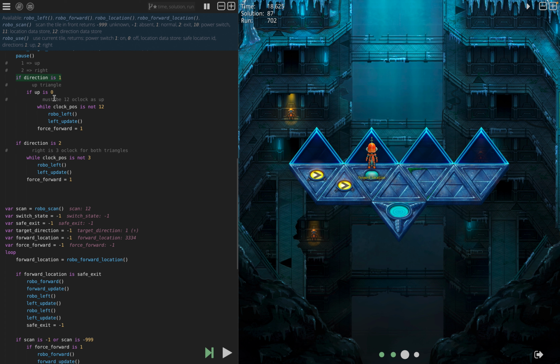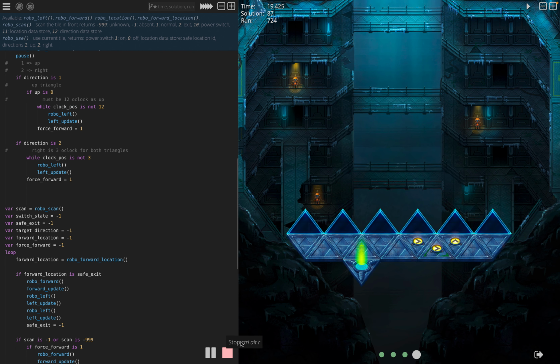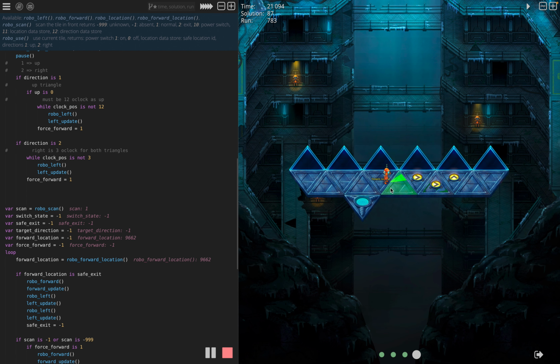Up equals 0 should be a down-looking triangle, so it could have this position 12. And I also use a variable called force forward, because this is like minus 999 if you remember, unknown, but we see that we want to move there, so we use force forward equals 1. So it moves. Similarly, to complete over here.